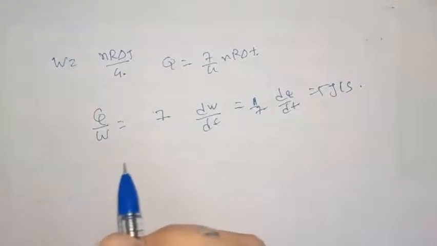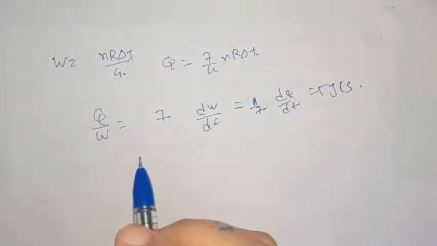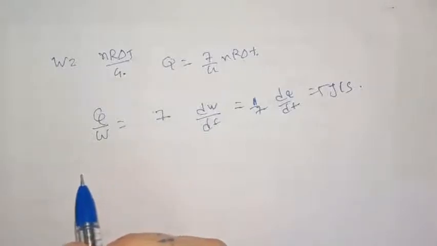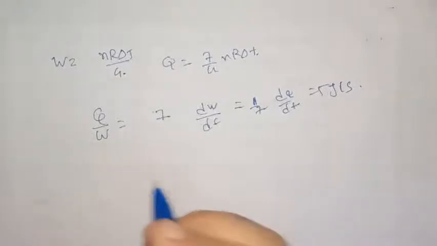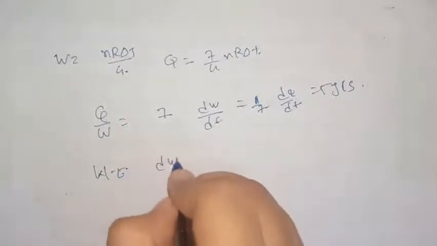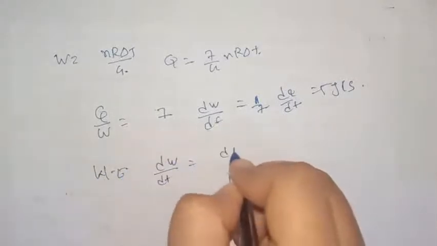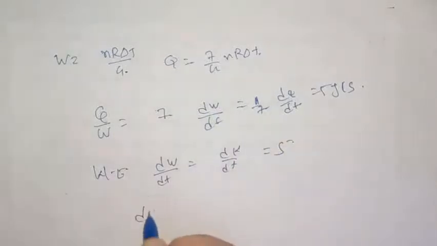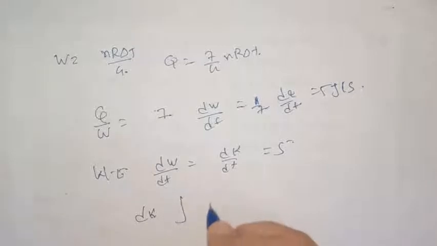This is the rate of work done by the gas on the piston. So, if we neglect the work done by atmospheric pressure, then by the work-energy theorem, work done is equal to the change in kinetic energy, and that is equal to 5. So dK is equal to integration 5 dt.